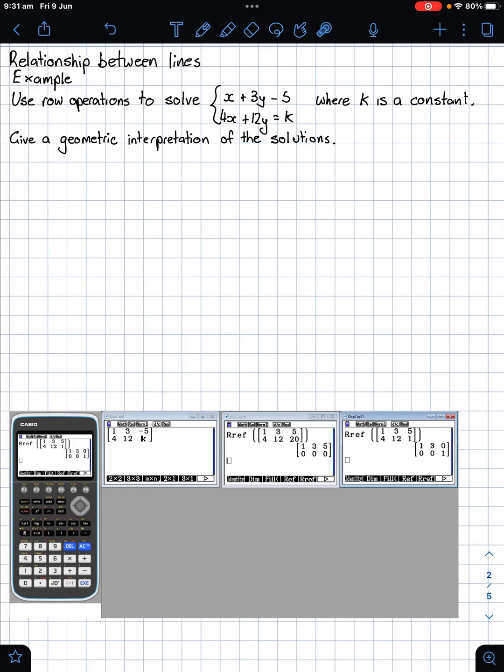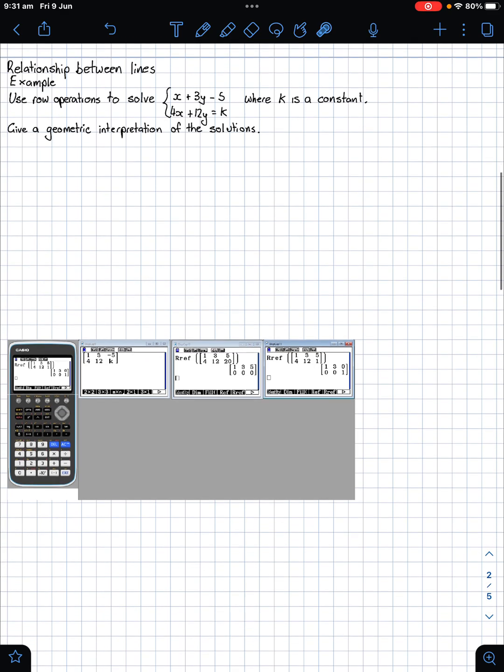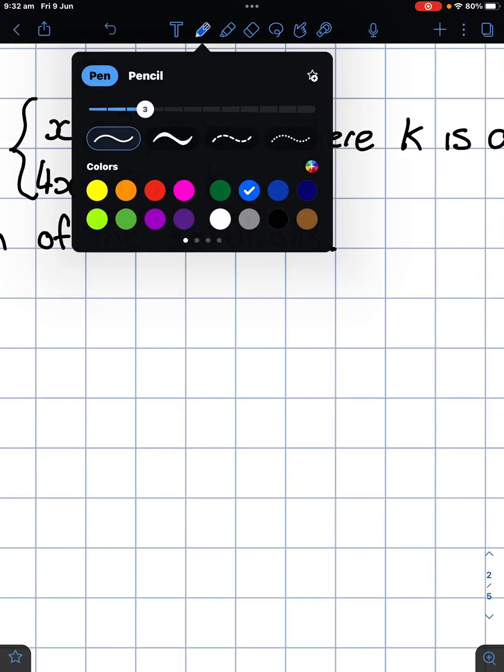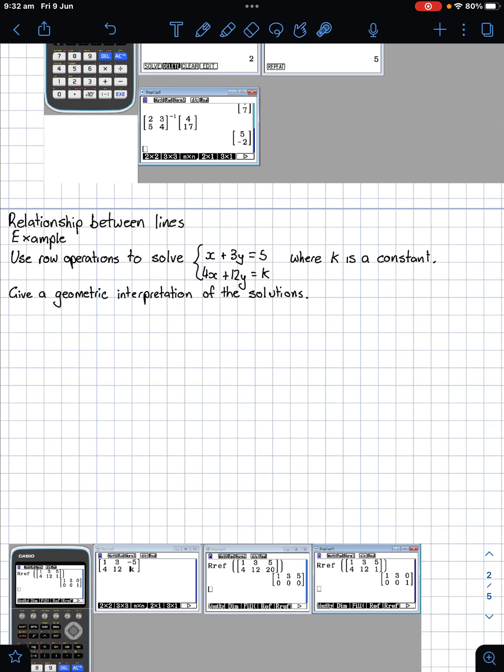So we're jumping into a more advanced style of question now. We're looking at another example where it says use row operations to solve these two equations: x plus 3y equals 5, and 4x plus 12y equals k, where k is a constant. Give a geometric interpretation of the solution.